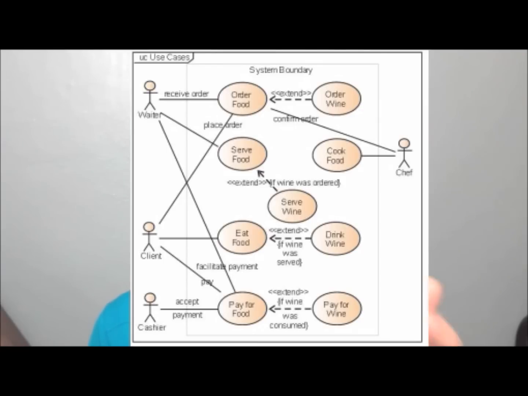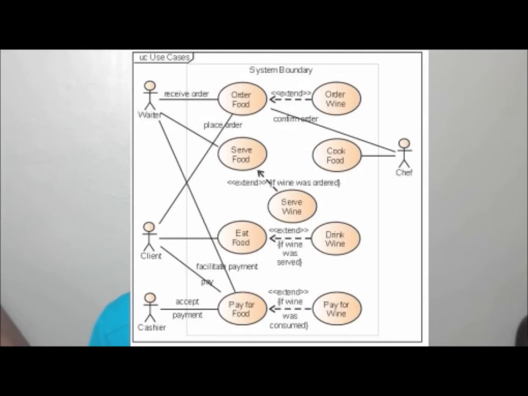And again, when you order wine, there's lots of things that can happen. Waiter provides you the wine menu, gives you some suggestions. You look through the wine menu, you make some choices. Buy the glass, buy the carafe, buy the bottle. So there's a lot of choices that go with ordering wine. And those are all encapsulated inside this one oval. All right, so that's the order food.